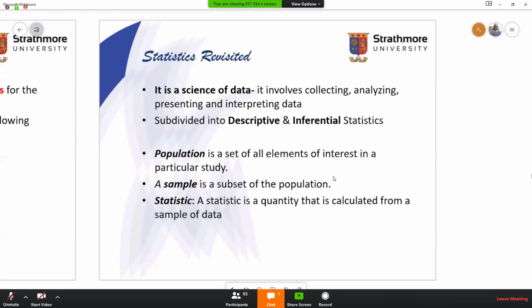But before we discuss that, some 3 major terms in statistics. Number 1 is population. This is a set of all elements of interest. A sample is a subset of a population. And then there's a statistic, which is a quantity that is calculated from the sample. A sample represents the population in general, and you must have learned this way back.